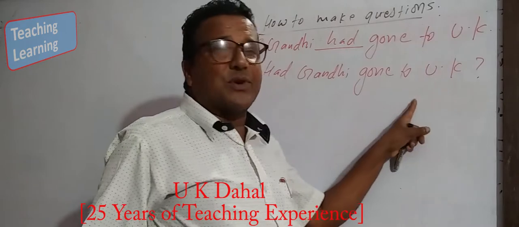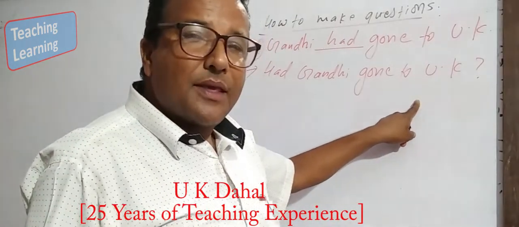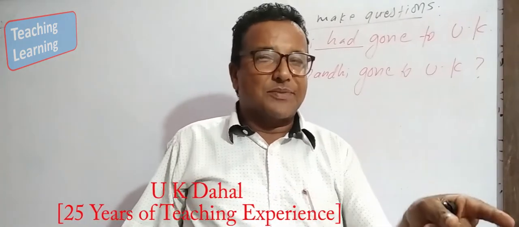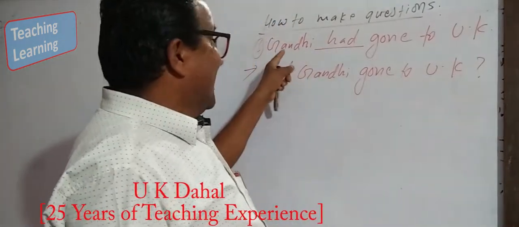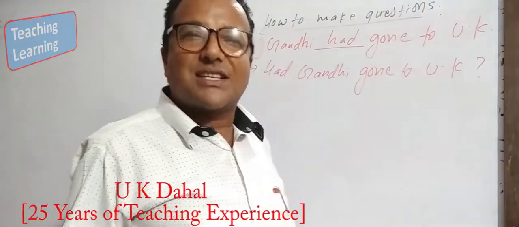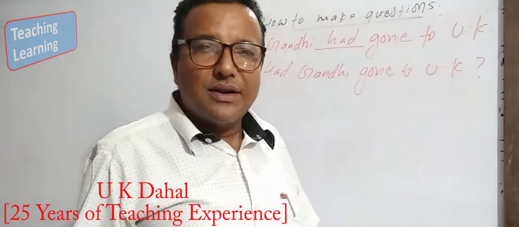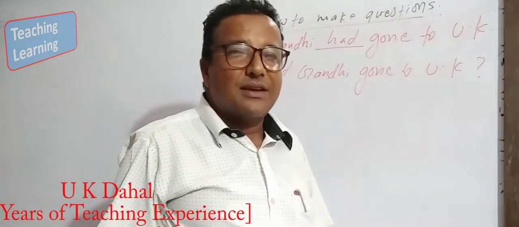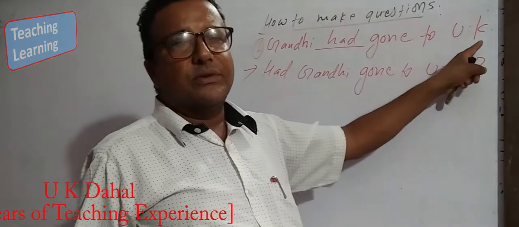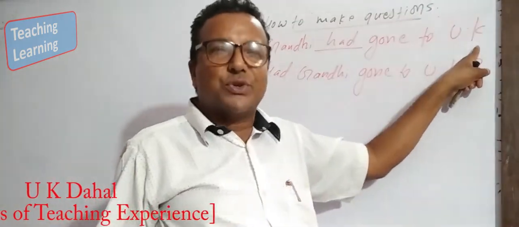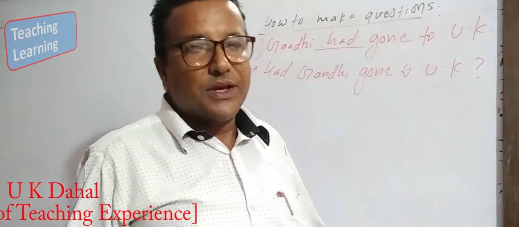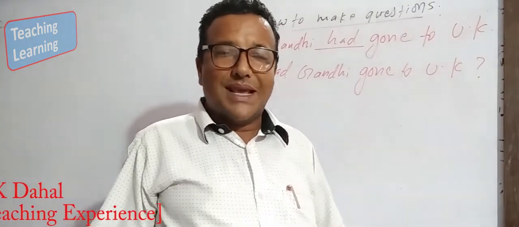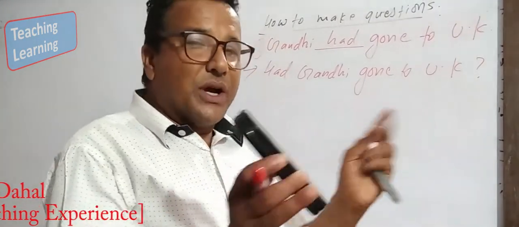The first person asks the question, had Gandhi gone to UK? The second person will give the answer, positive or negative. In the positive, he said, yes, Gandhi had gone to London. If Gandhi had not gone to London, then he gives the answer, no, Gandhi had not gone to London, because I taught you how to give a negative answer. It is so easy to speak English or to give answers, to ask questions or to do conversation.